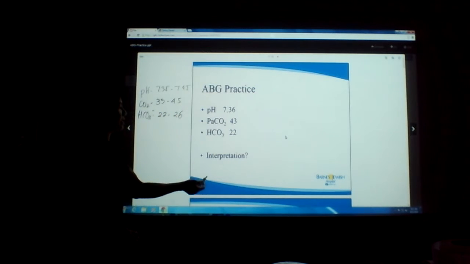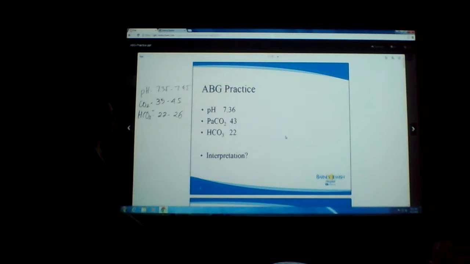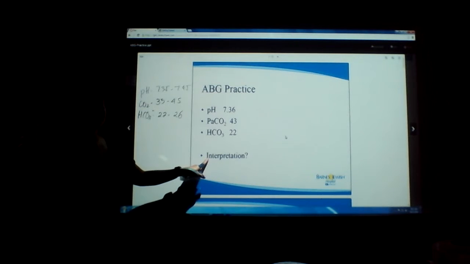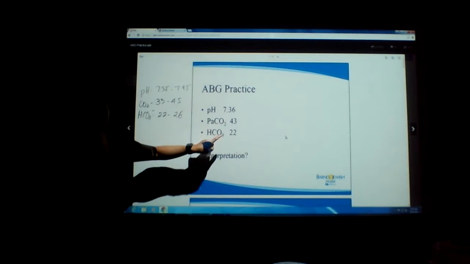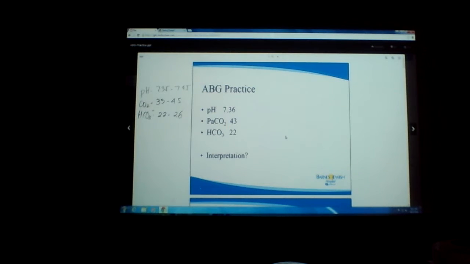So, what is our interpretation of this one? Healthy. Normal. This is normal, right? This is normal, normal, normal. So I'm going to write normal ABG. You understand? This first ABG is normal. Let's look at the next ABG.